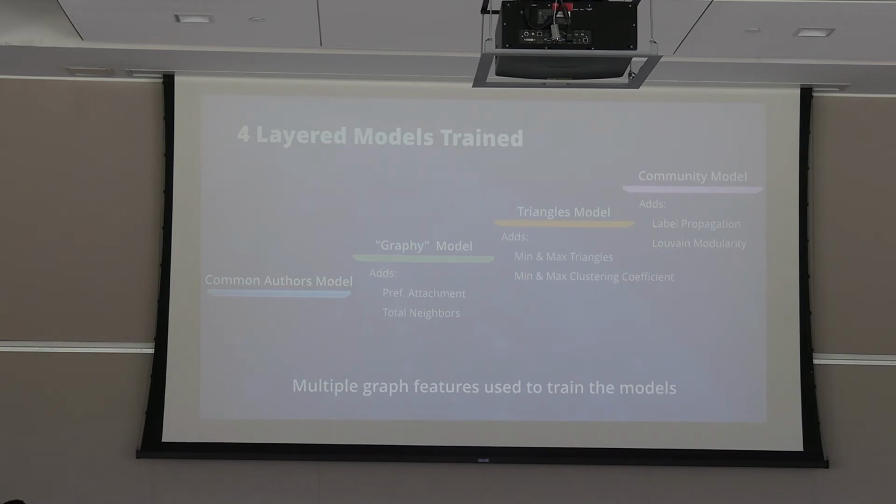Then we added some triangle counts, so min-max triangles and the clustering coefficient. We calculated those algorithms and created this new type of model, this added layer. And then finally, we tacked on a few more community detection algorithms with label propagation and Louvain modularity to run some clustering analysis over the group, and that added our fourth and final layer. So we used all of these different features to train the models and do a comparison: what were the best, what were the worst, how did that stack up.